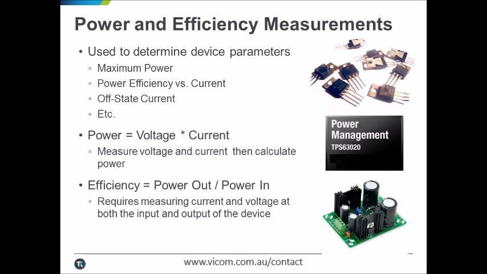Power is a calculated measurement and requires measuring the voltage across the device as well as the current through the device. You can then multiply the voltage measurement by the current measurement to calculate the power. Efficiency is the ratio of power drawn out of the device to the power sourced into the device. Calculating efficiency requires measuring power at both the input and the output of the device.